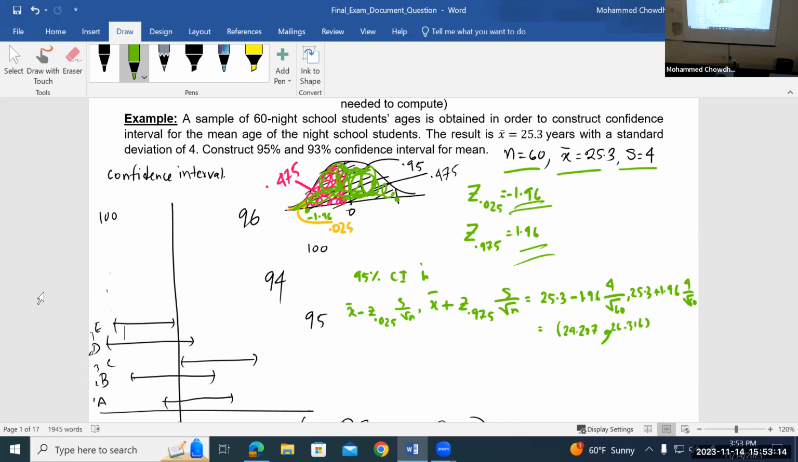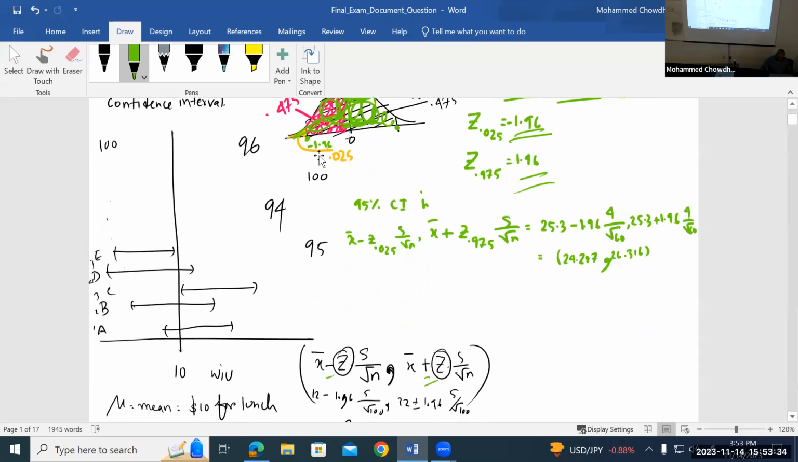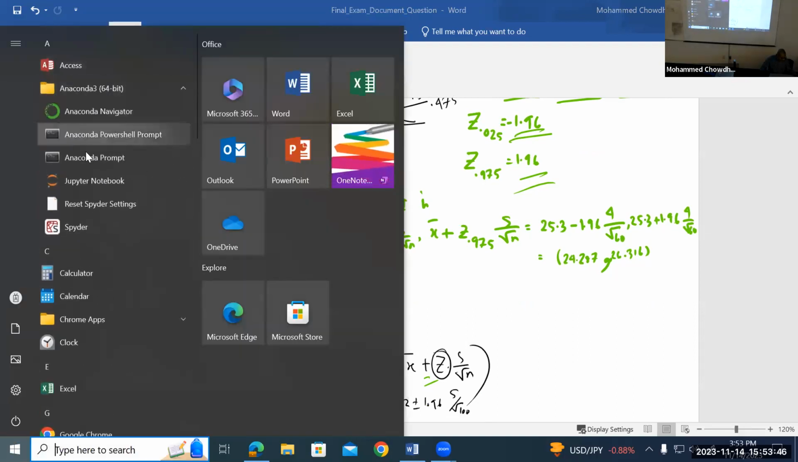Understand? I am 95% confident that the average age of the night school students lies between 24.287 and 26.316. Clear, right? Now you can ask me how I got 1.96. You can ask me a question: Dr. Chaudhary, how can you get that 1.96? Could you please help us to find that? I said yes.